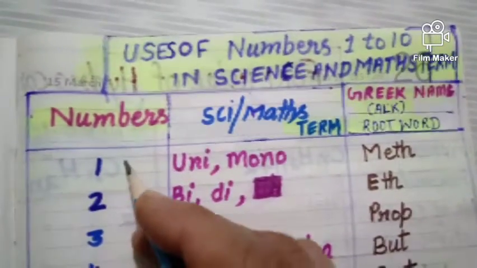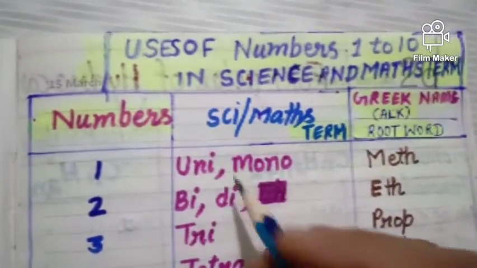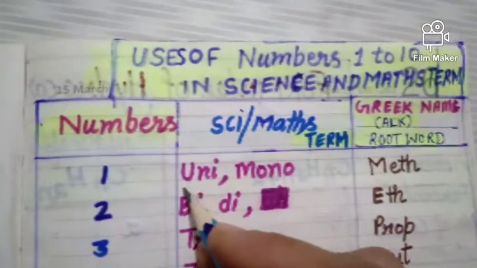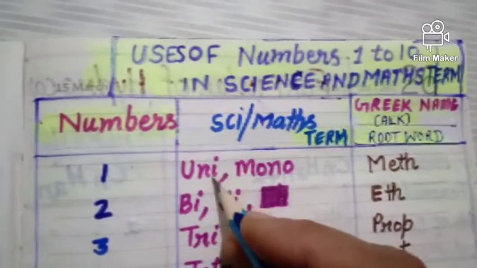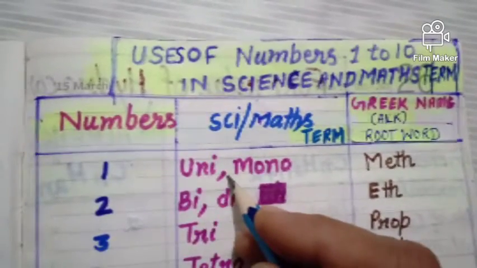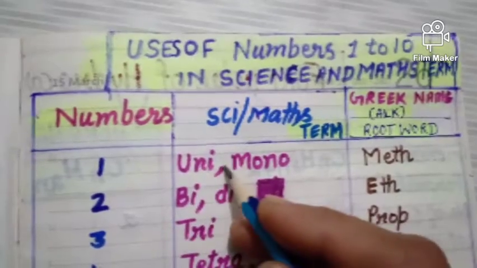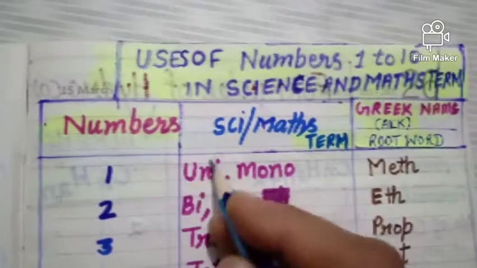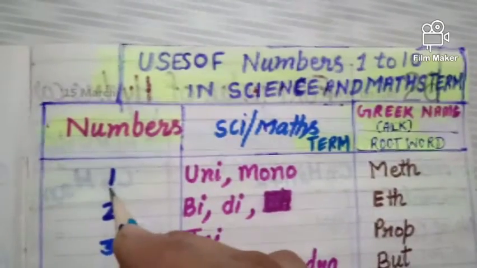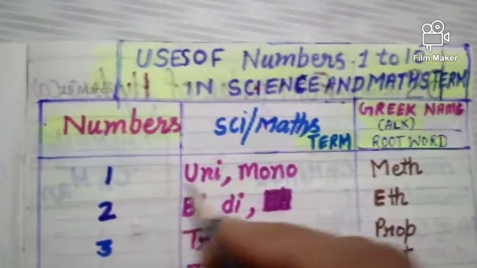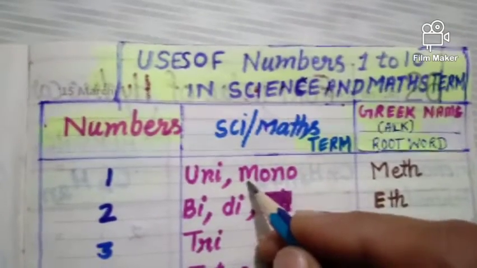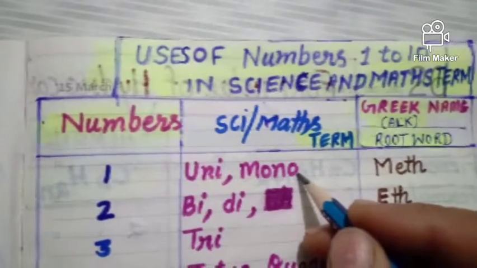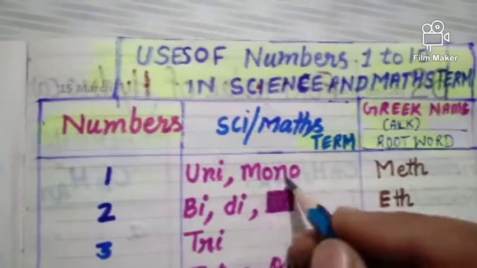Number 1 in science and maths terms is written uni and mono. For example, unicellular organisms. A unicellular organism means an organism made up of a single cell. Single cell means one cell. So in science and maths terms, the word uni is used for one. For example, monomial. A monomial is an expression having one term only. So it's also used for one.